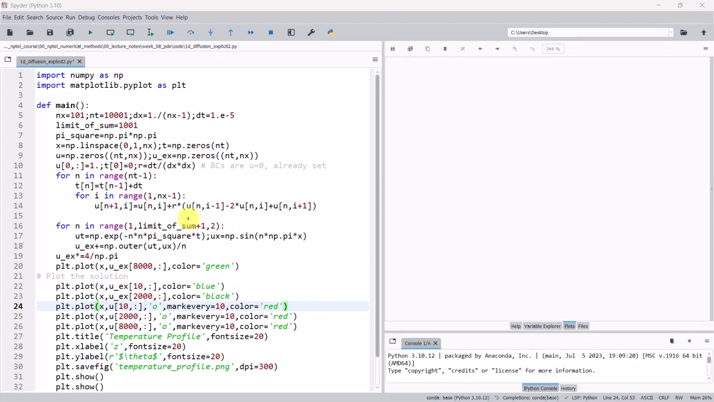Now you may be wondering, where is the boundary condition I am using? So the boundary conditions are 0. That is, at i equals 0, it is 0, and at i equals nx minus 1, it is 0. This for loop will run from 1 to nx minus 2. So at 0 it is 0, and at nx minus 1 it is 0, because I have initialized u with 0, they are 0 all the time.